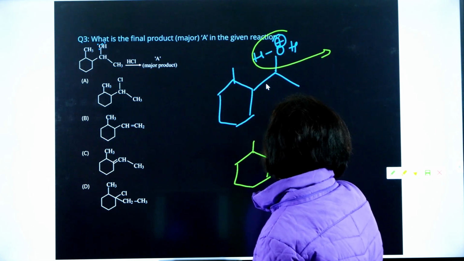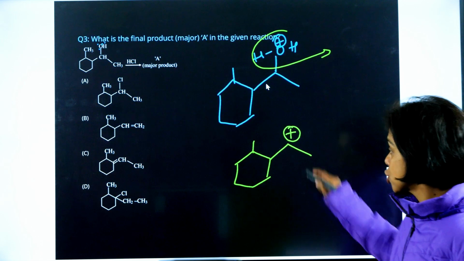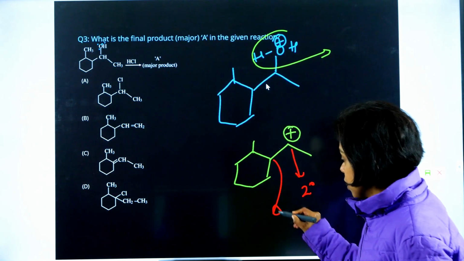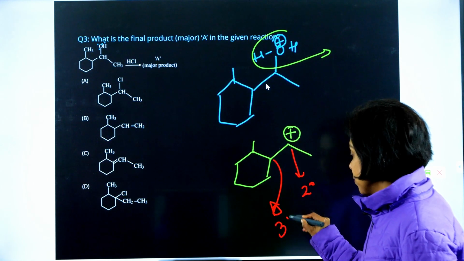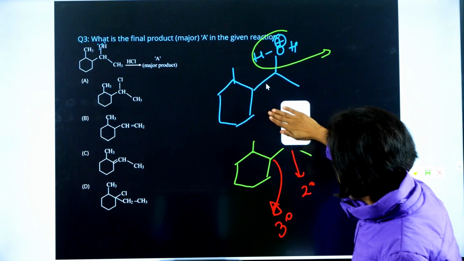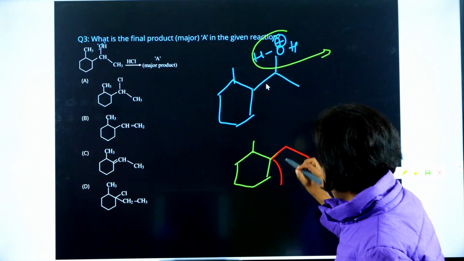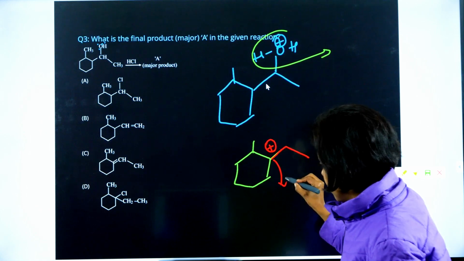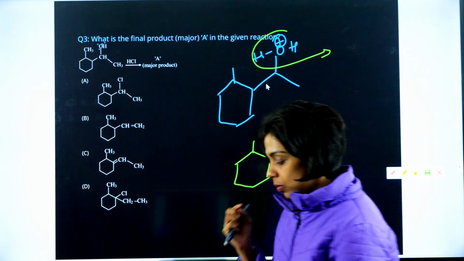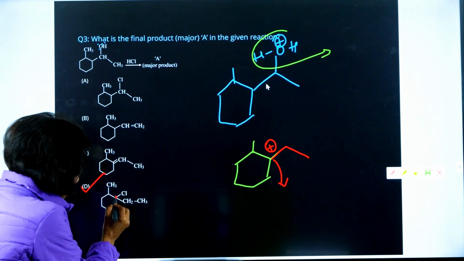And you are supposed to tell the major product, right? This is the carbocation that is being formed. This is a 2-degree carbocation, which can definitely make a shift and become 3-degree. So a hydride shift will happen and it will become 3-degree. So the carbocation will rearrange and the positive charge will be here, and now the Cl negative will attack on this positive charge, resulting in the formation of D, the major product.